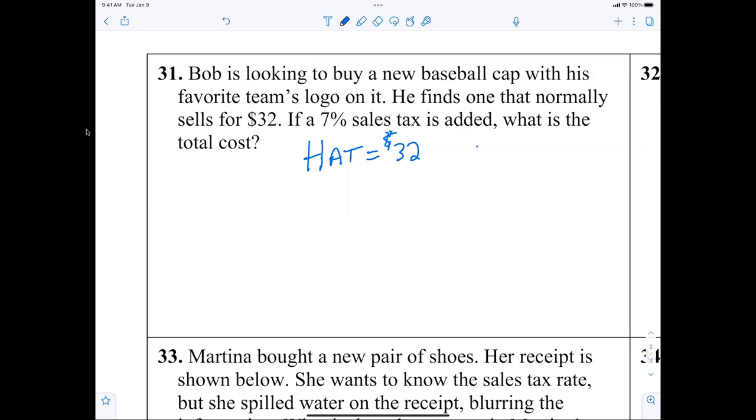So the cost multiplied by the tax rate equals the total tax you have to pay. All right. So Jackson, what do I have to do with the $32 now? Yes, times it by what? Yes, sir. Times 0.07. Tell me what that is. What is?